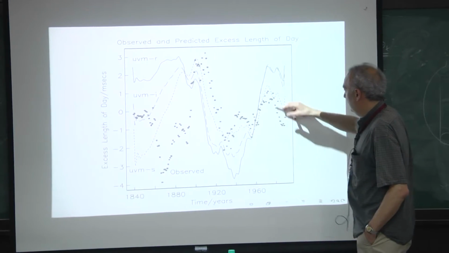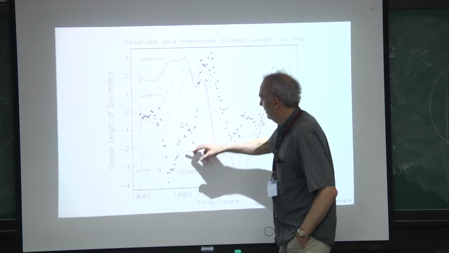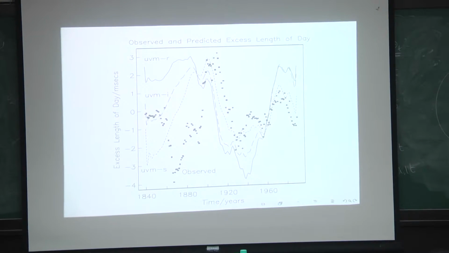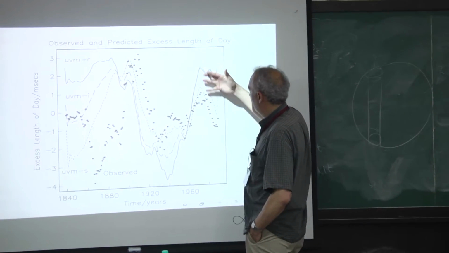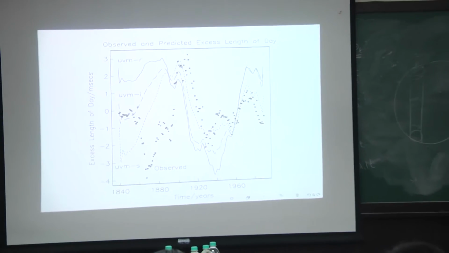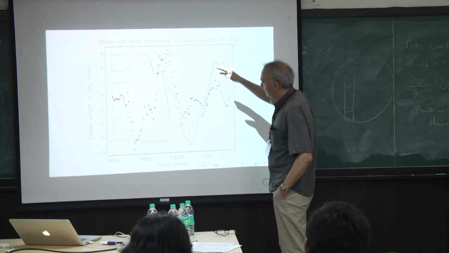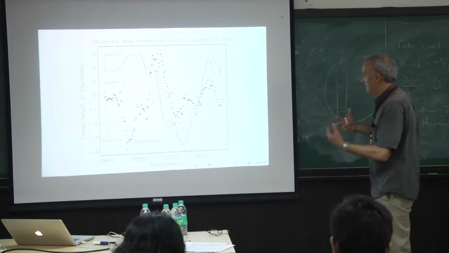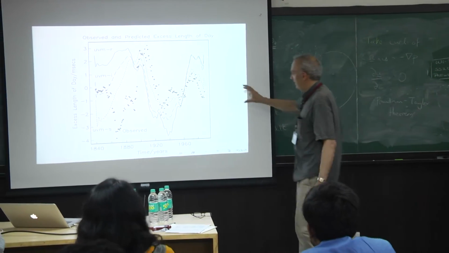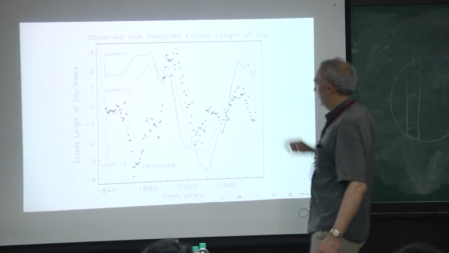So the black dots here are the actual observed length of day change, something like plus or minus 3 milliseconds, and the different lines are different predictions from different flow models, using different amounts of smoothing. So it gives you some idea of the kind of room for maneuver you have, but you certainly see that you can predict all of this swing in the 20th century in the length of day.